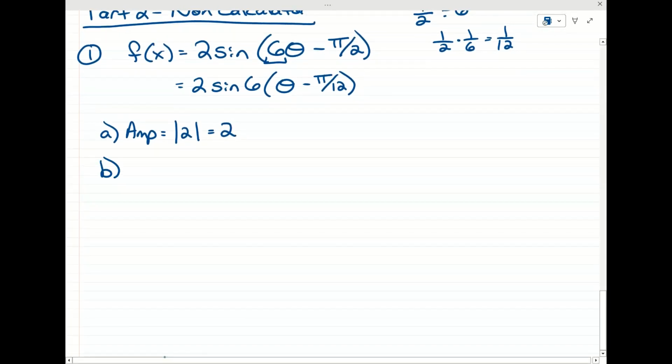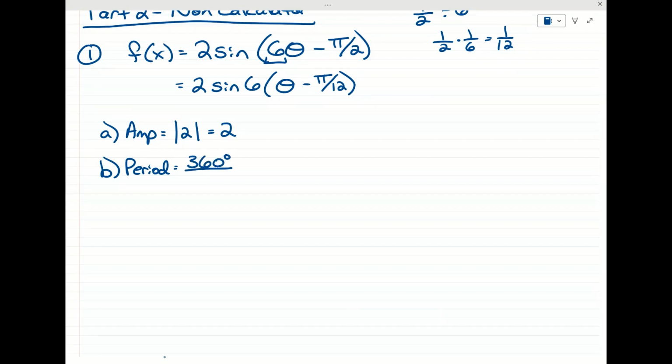The period: we're going to take the normal period of sine, which was 360 degrees, and divide that by the number in front of theta, which was 6. What do you think 360 divided by 6 is? It's 60, right? So the period for this graph is 60 degrees.